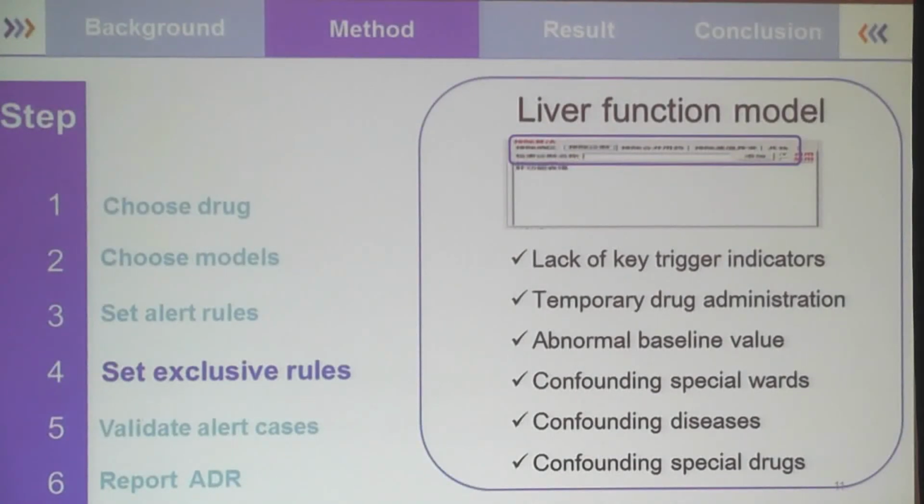Step 4, set exclusive rules. Exclusive rules are considered in 6 aspects: lack of key trigger indicators, temporary drug administration, abnormal baseline value, confounding special words, diseases, special drugs, and so on. We can set exclusive rules according to our need.